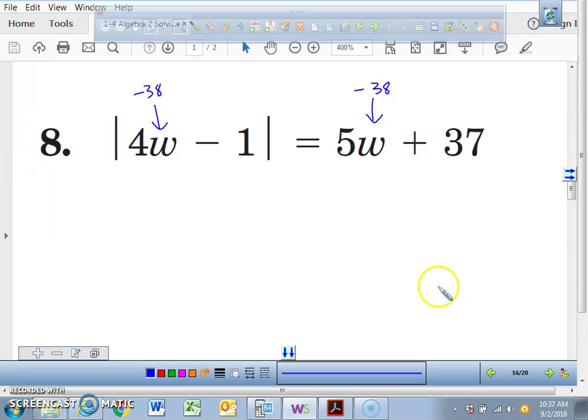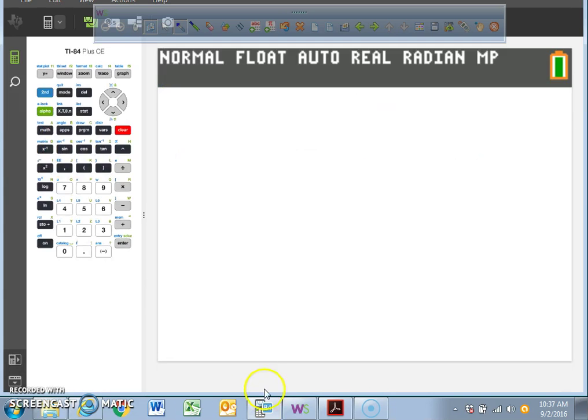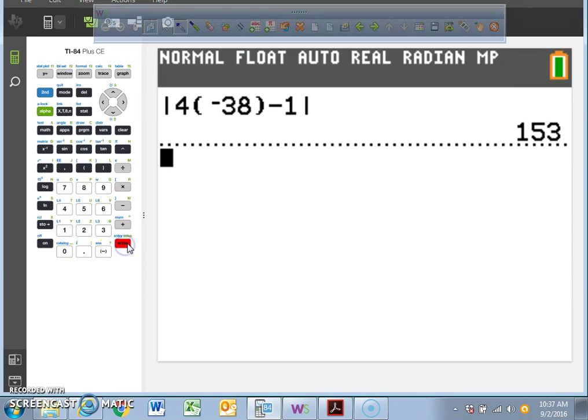Okay? So in your graphing calculator, let's go ahead and do that. Turn it on. Oh, wait, how do we get to the absolute value bars? Alpha, window, enter, you're right. So I'm going to type in a 4. I'm going to open up a parentheses, and what number am I going to plug in then? Negative 38, so please do this with me. And after I close the parentheses, what else am I going to put? Minus 1. Perfect. Press enter. Let's see what we get.